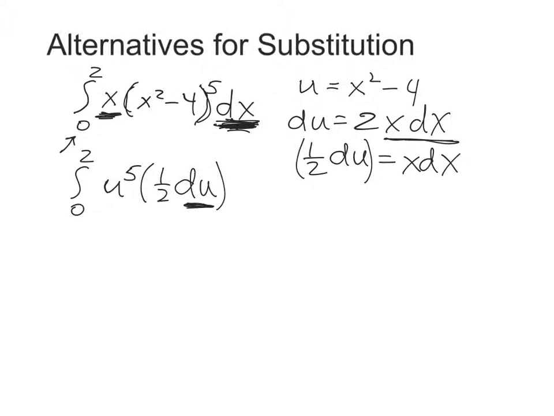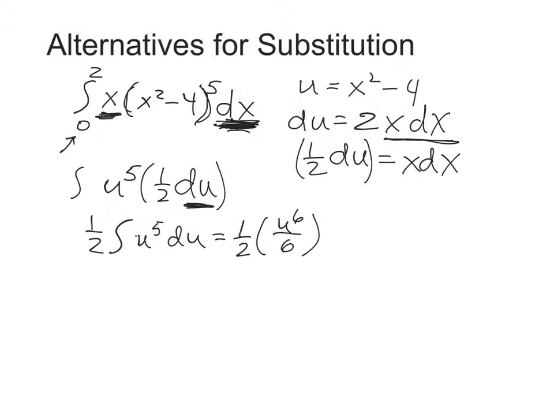Notice we have the du, but our integral limits are still in terms of x. So we're going to need to erase those integral limits, because they're not part of the antiderivative process, and we'll reintroduce those limits once we get this done. So what we would do, we're integrating u to the 5th du and then multiplying by the 1/2, so by the power rule, u to the 6th over 6.